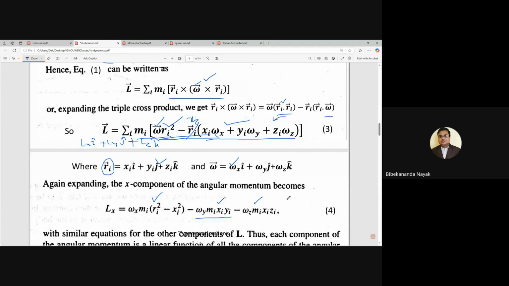Okay, can you get equation 4 from equation 3? Hello? Yes, sir. Only the x component Lx, the x component which is multiplied by i cap. In this omega, put this one. So i cap only multiplies omega x. So the first term is omega x ri square. Okay? In here the x component is xi. So put here xi into this. Clear? Yes, sir. Okay.